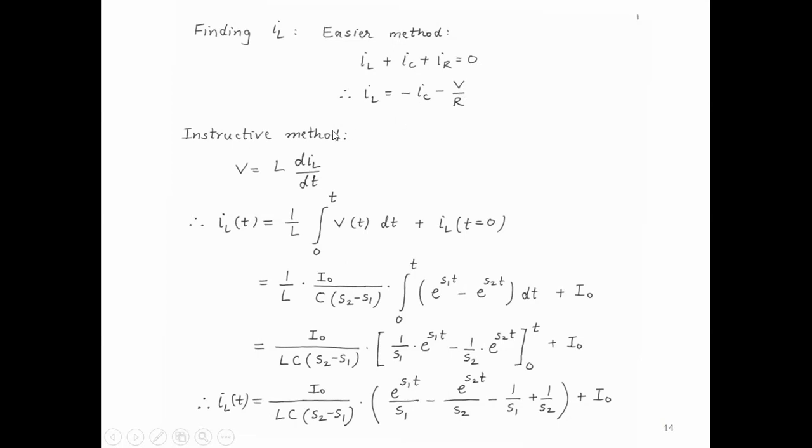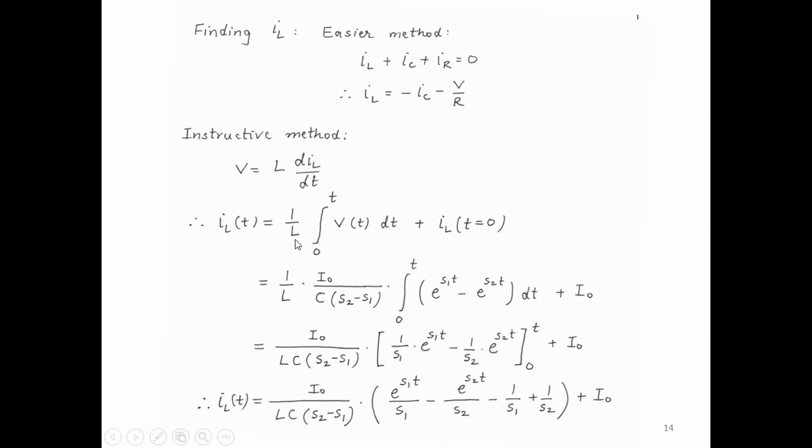There is another method, which is, we know that V is equal to L dIL by dt. So we can integrate this equation to find IL. We know V, so we can integrate to find IL. Of course, this method and this method should give the same answer, but it is instructive to integrate, so let's just go through this very quickly.